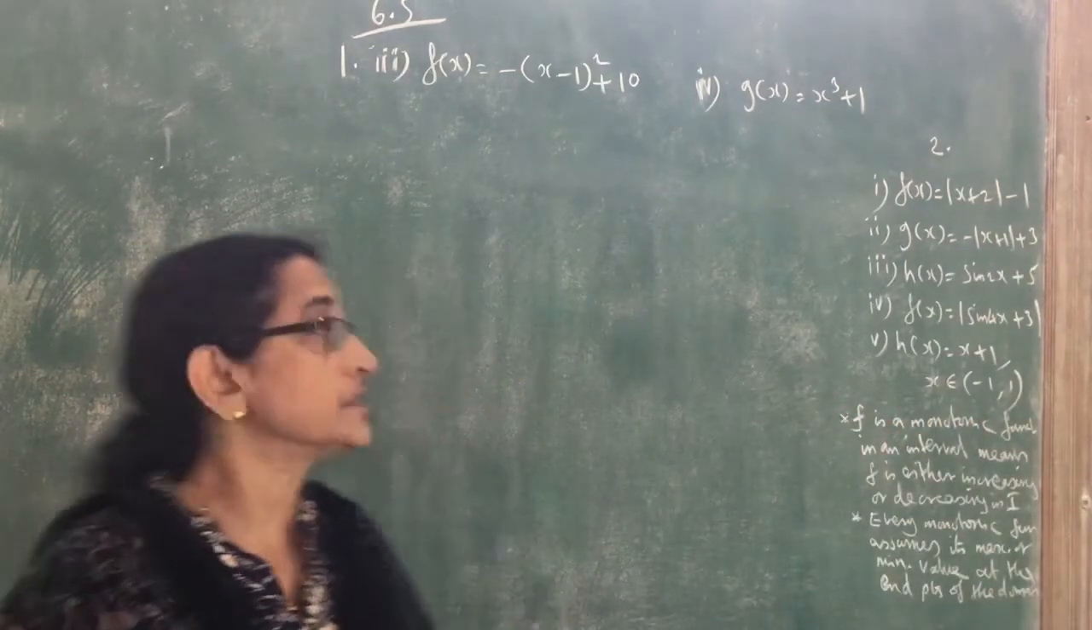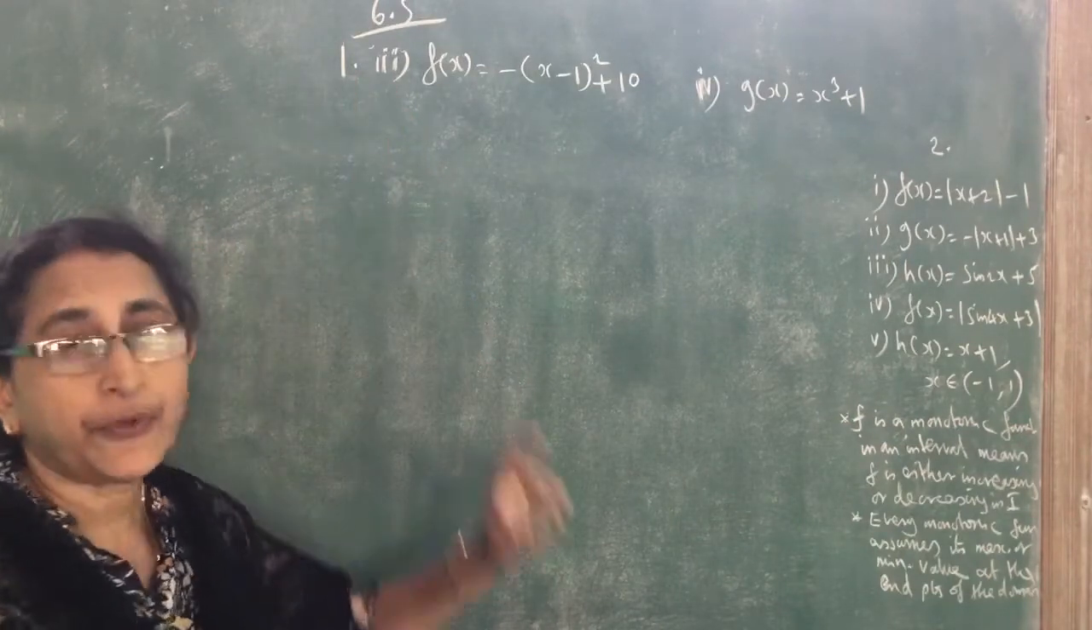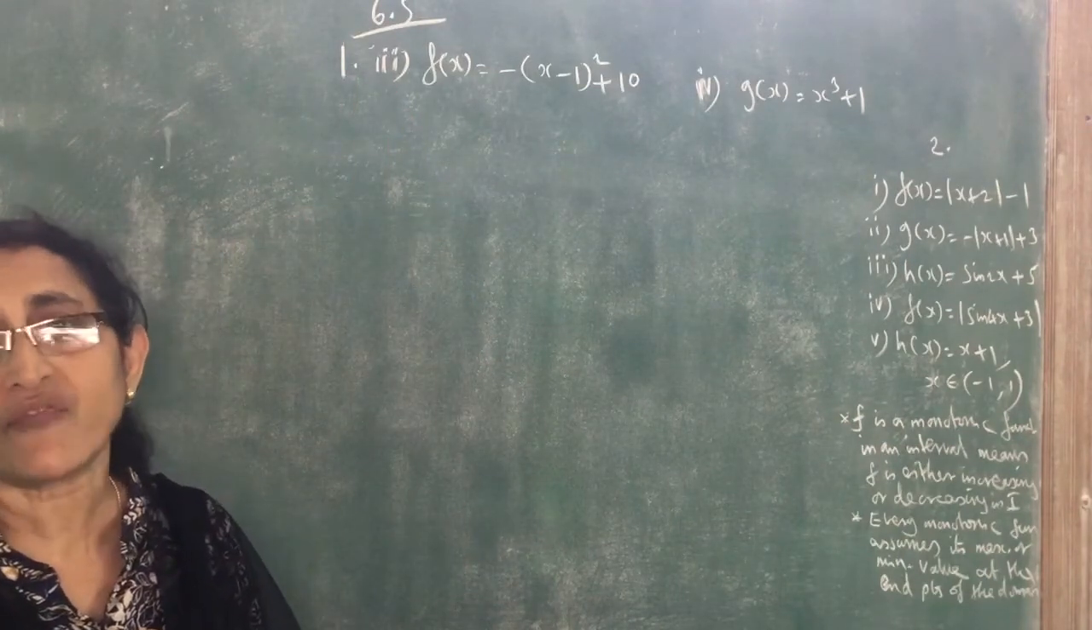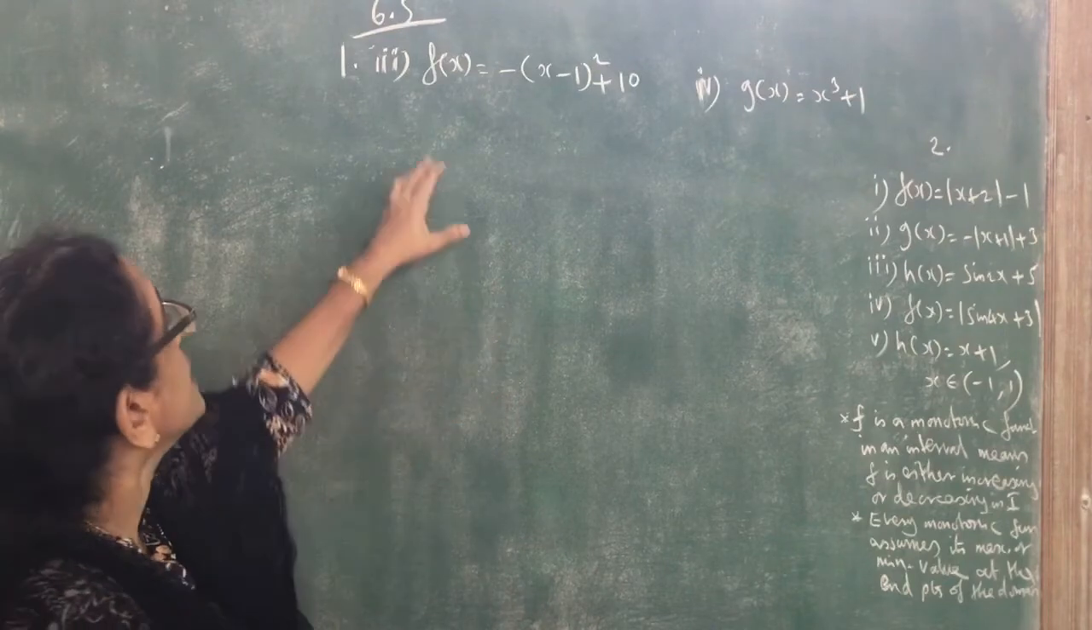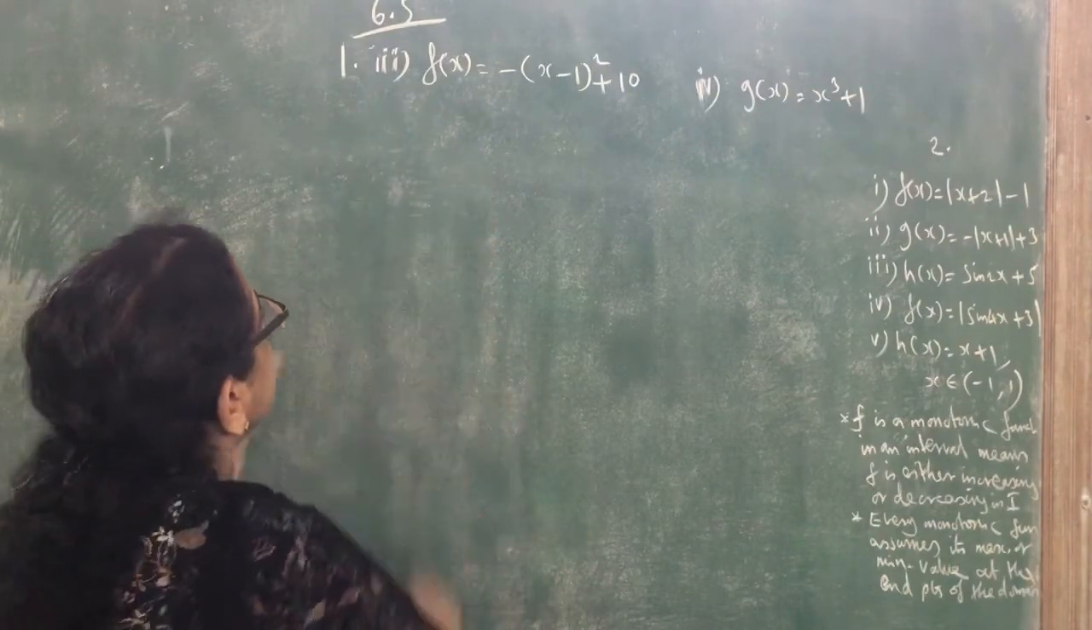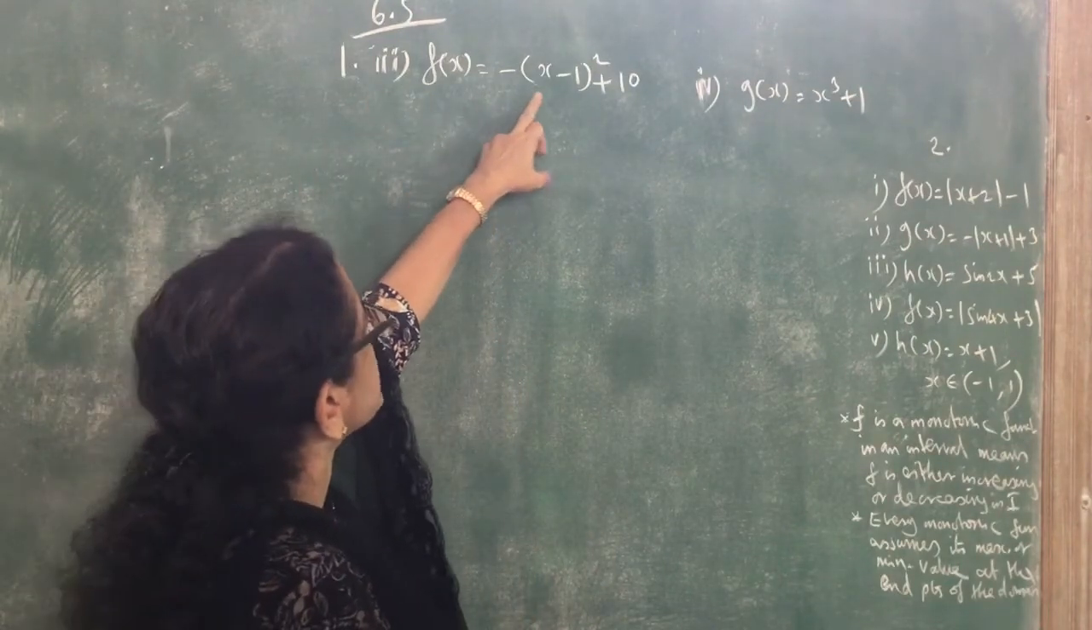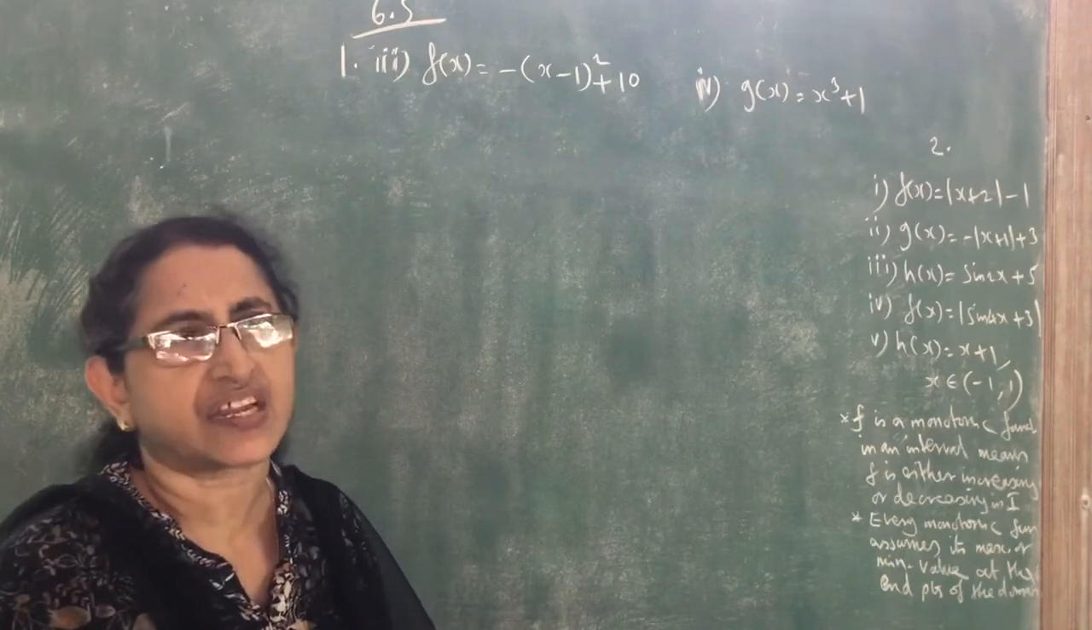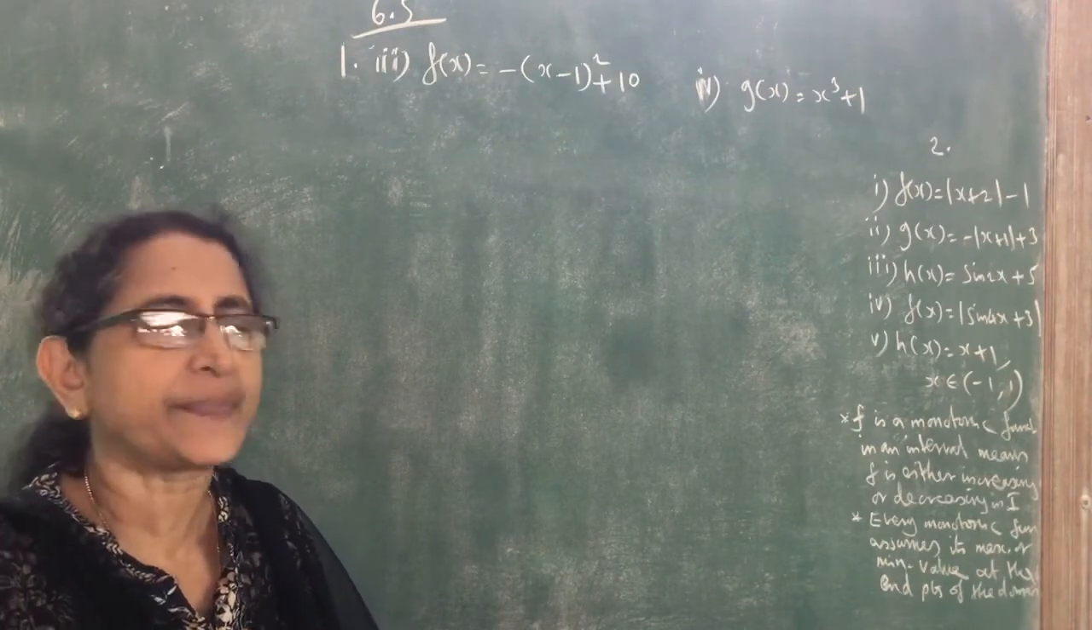6.5 first question, third one. We have to find the maximum and minimum value, if any, for the function. So consider the first one. Here f of x equals minus (x minus 1) whole square plus 10. We have to find the maximum value or minimum value.